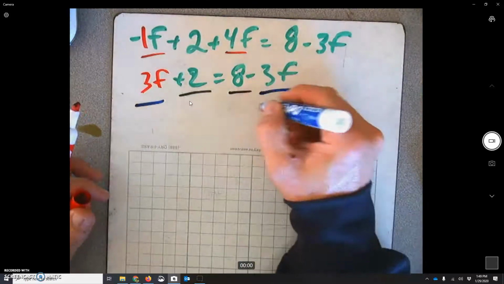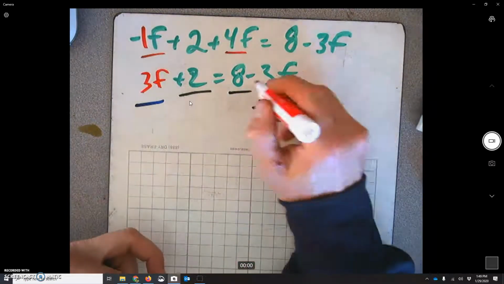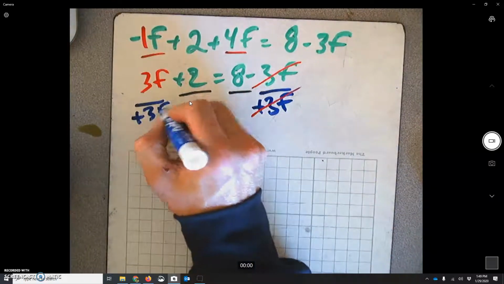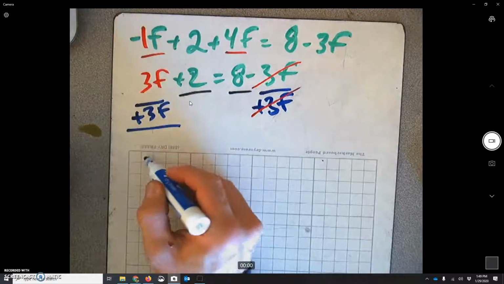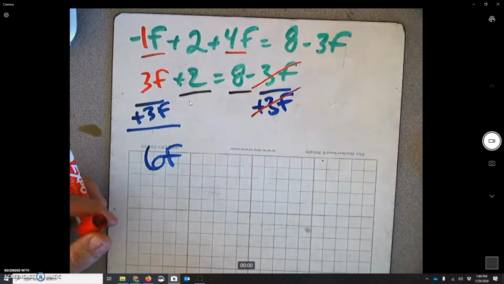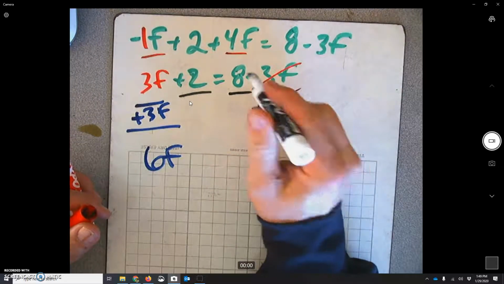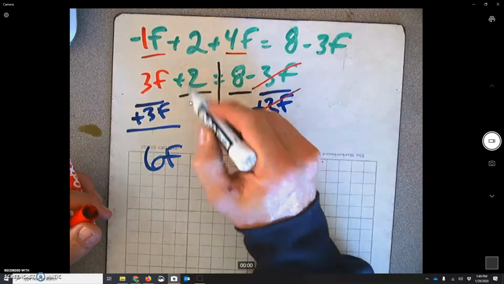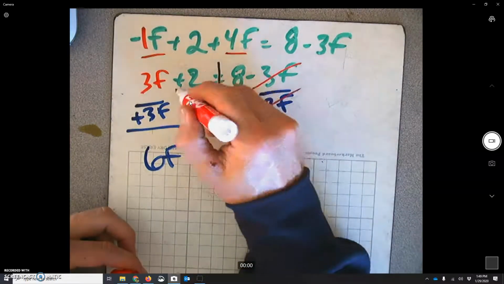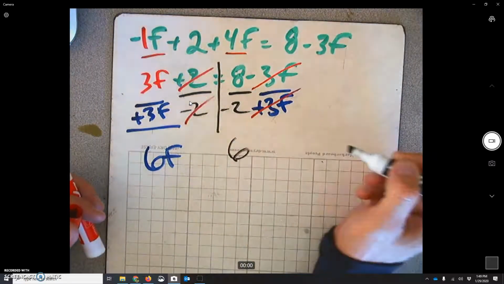We're going to add 3f to both sides, so that way these cancel off. Once you add to one side, you have to add to the other. 3f plus 3f equals 6f. Then we are going to move the numbers to the other side. So here is our line. We're going to subtract 2 and subtract 2, that way these cross off. 8 minus 2 is 6.